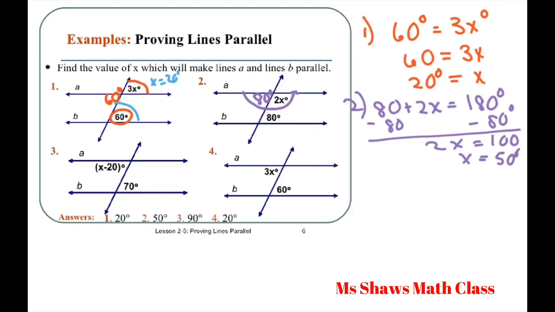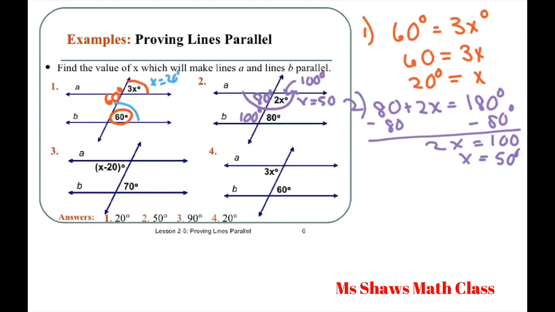So x equals 50. So this whole angle here, 2 times 50, would be 100 degrees. So this would be 100 degrees. So that means these lines are parallel. Now, both of 3 and 4 are alternate interior angles. So if they're equal, then the lines are parallel.